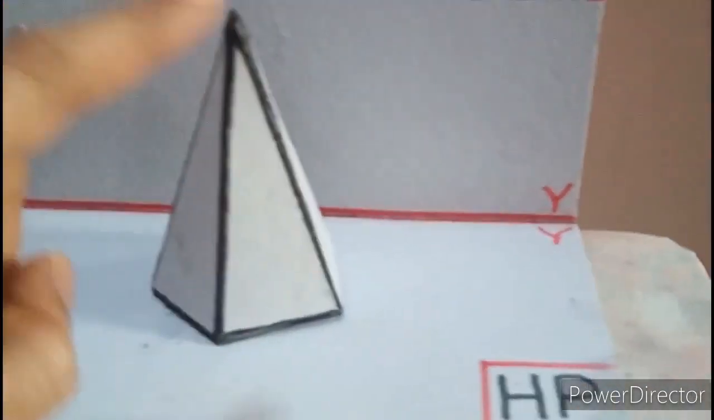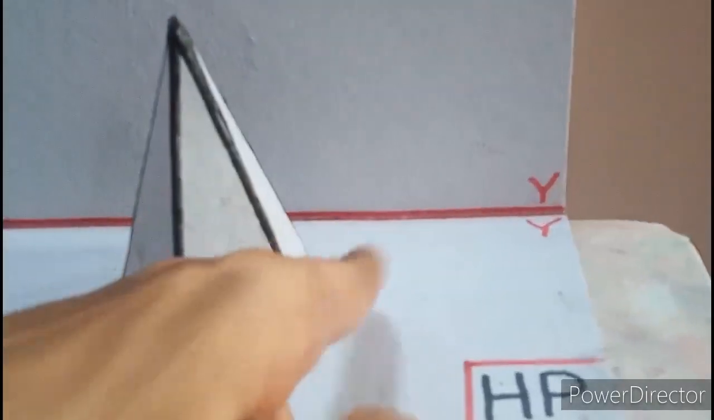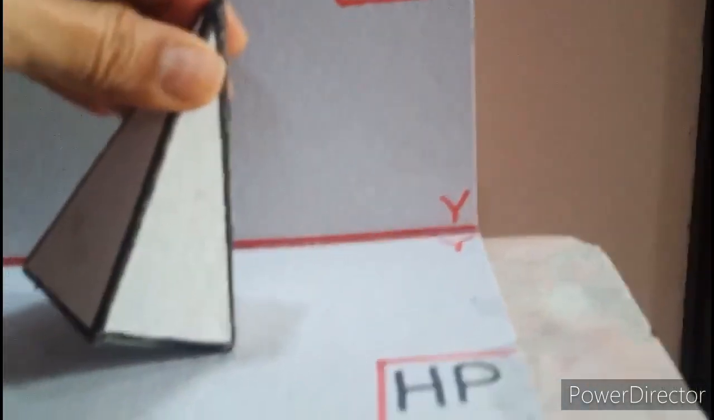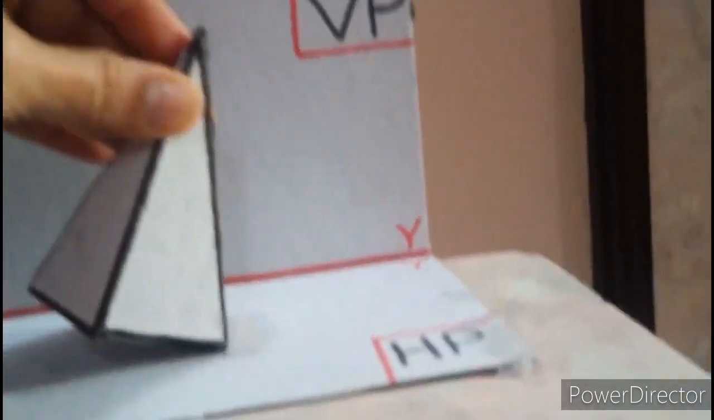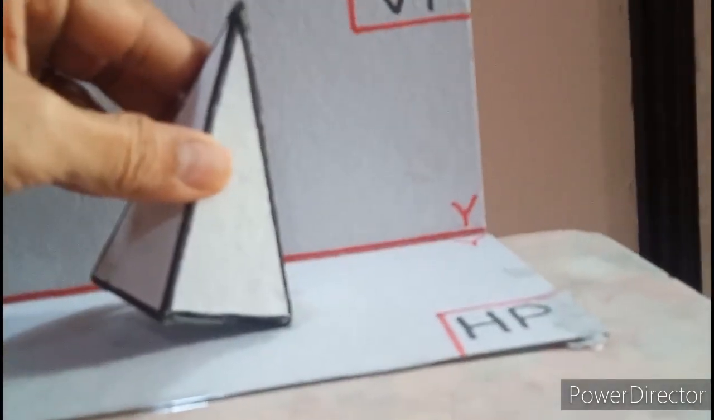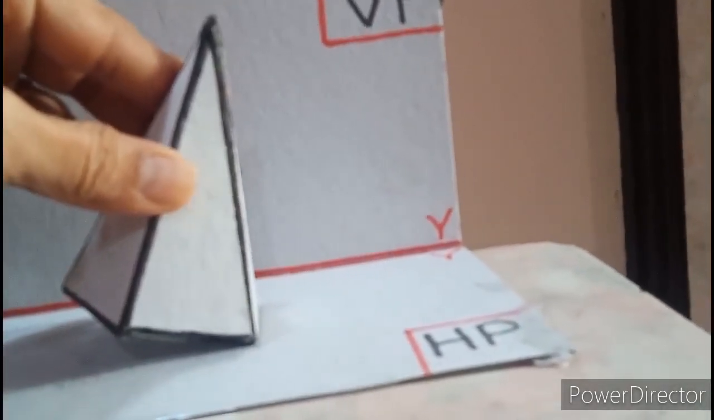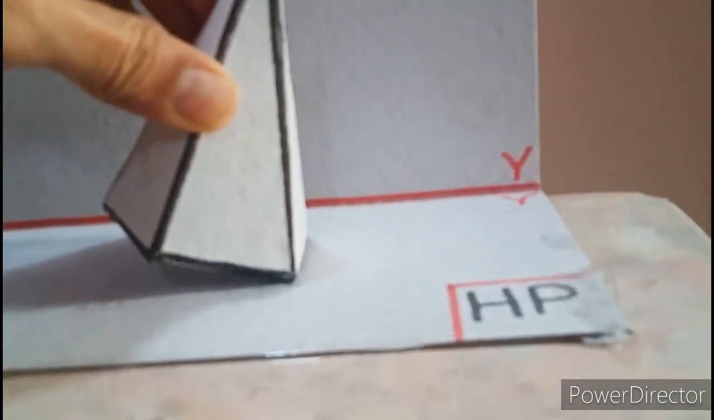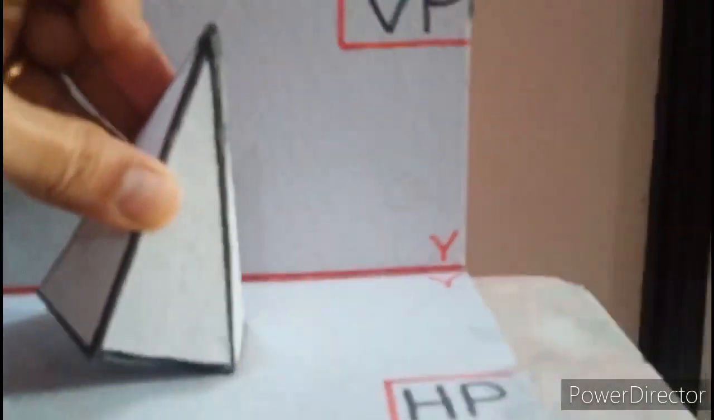Right now the surface is inclined. Perpendicular means you need to raise it like this. If you look at this triangle on the right side, you need to make it perpendicular to HP. And the same triangular surface which is perpendicular has to be parallel and near to VP. So I need to turn in this direction. You see, I have turned like this.